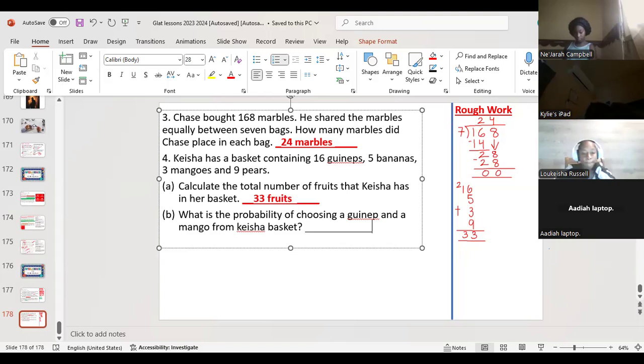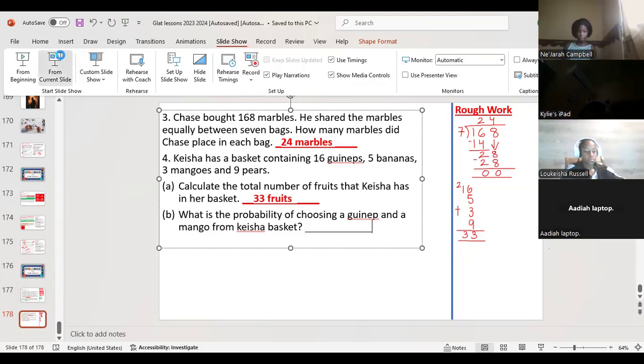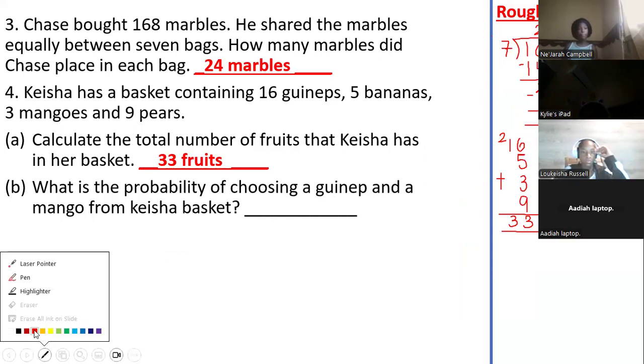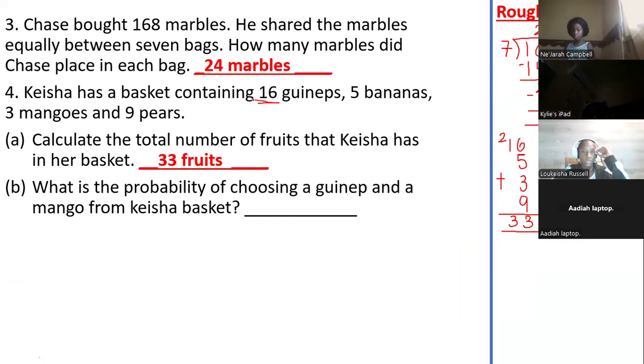19 over 33. How did you get that? I add 16 and 3 and put it over 33. First of all, they said that the probability of choosing not just a ganap, but choosing a mango. Now, ganap and mango is what? If we add ganap and mango, how many ganaps do we have?